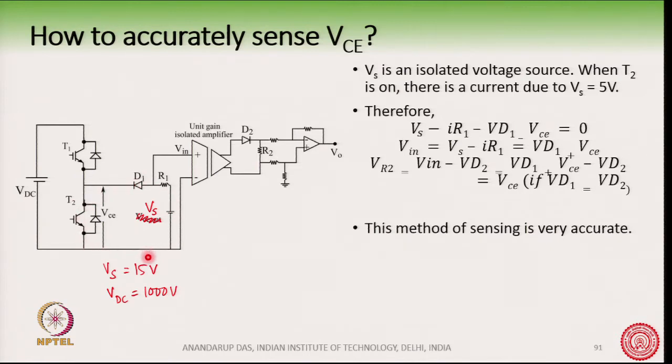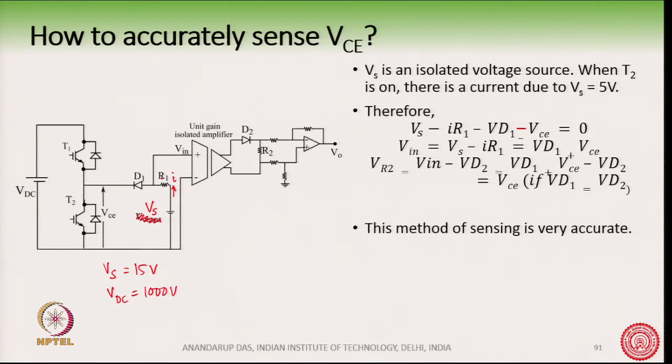What is the KVL here when this transistor has been turned on? The KVL is: Vs minus I R1 minus VD1, the drop across this diode, minus VCE is equal to 0. The current flowing here is I.